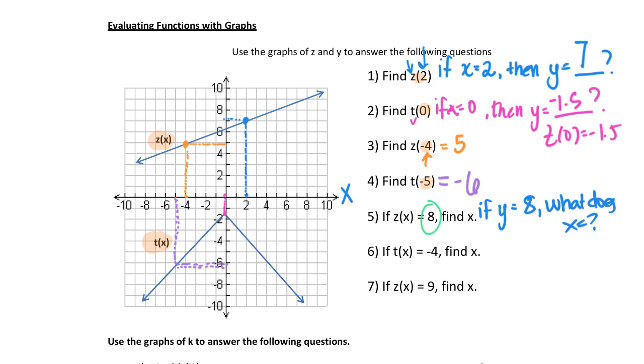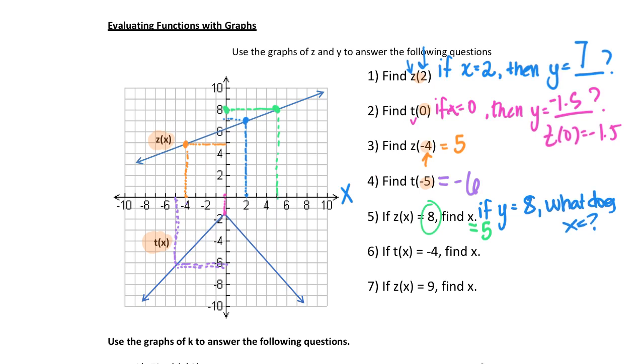So now we're looking at the y value. So go to y value of 8. And we're going all the way over to the z function at that spot. We see a point there. Toggle down to the x-axis to find your answer. And you should get 5.